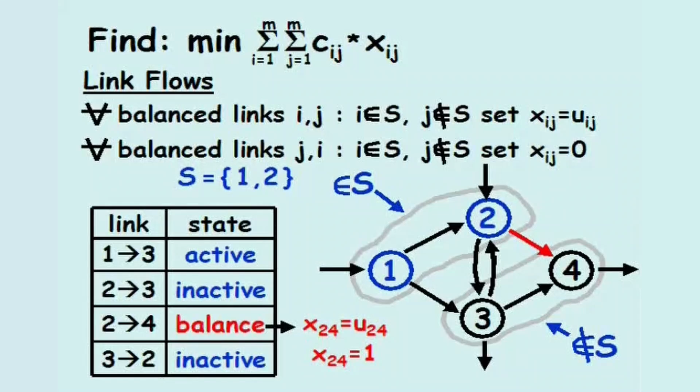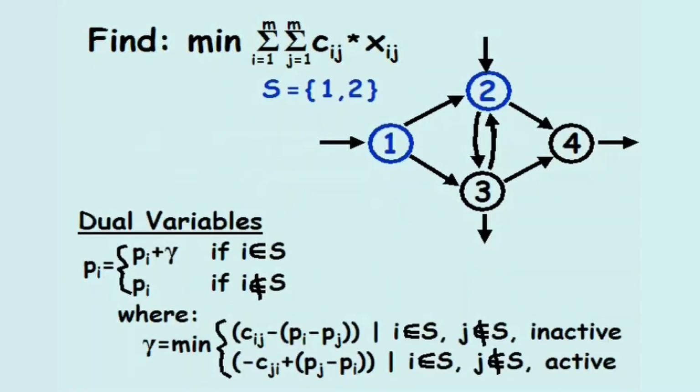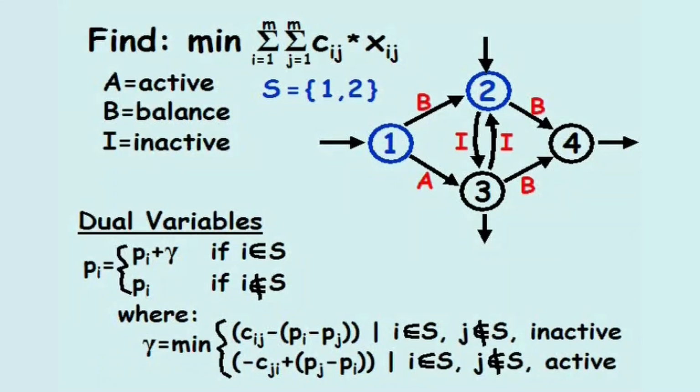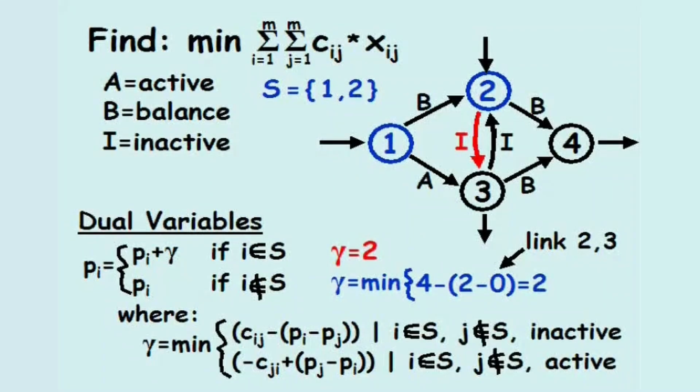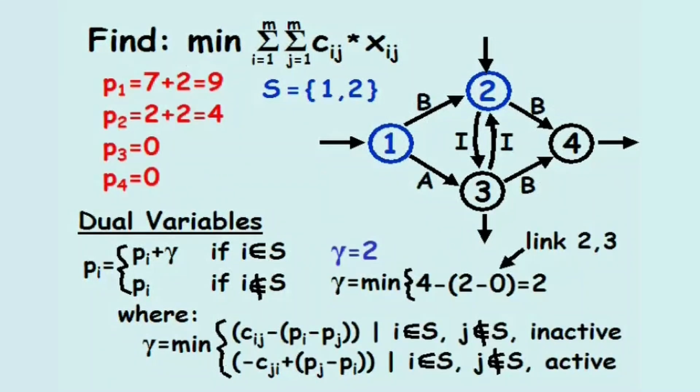Next, the dual variables are increased by gamma. The states of all 6 links are labeled, and link 2, 3 is the only link which qualifies to compute gamma, so gamma equals 2. And dual variables associated with nodes 1 and 2 are incremented by 2.